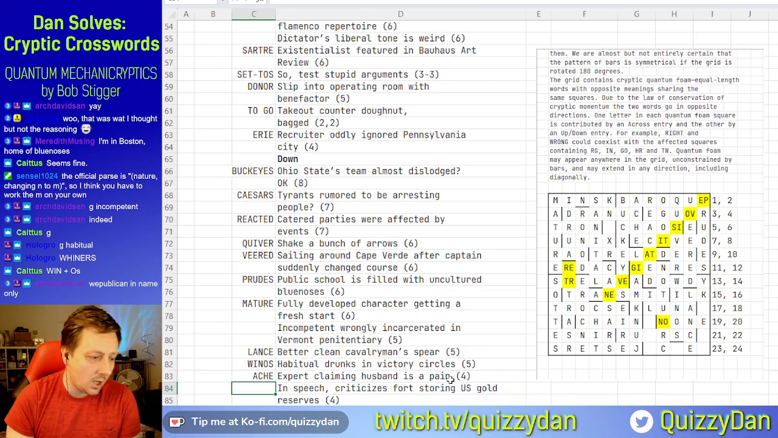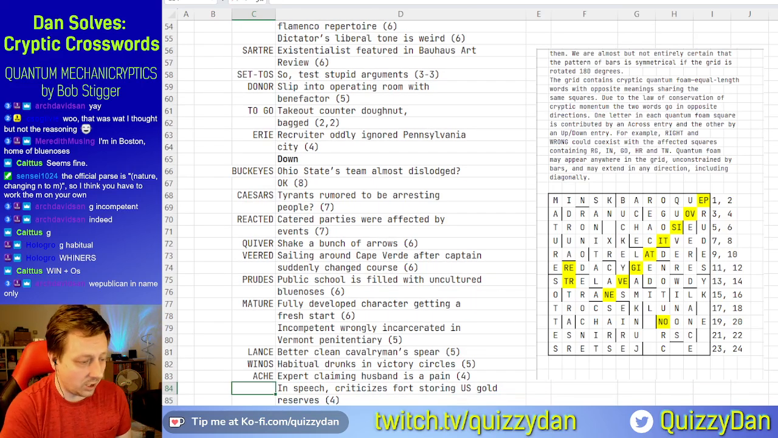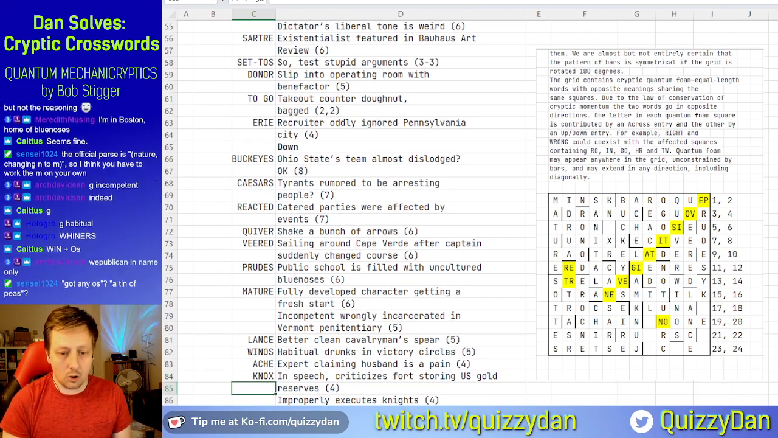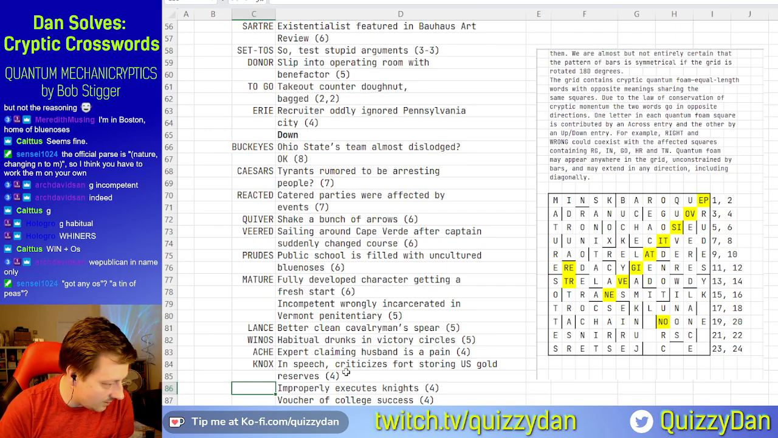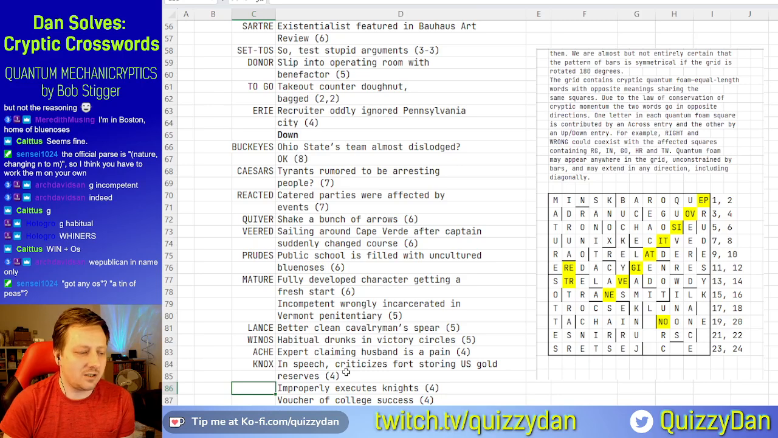In speech, criticises fort storing US gold reserves. That is going to be Knox, because I've been staring at Knox for a while. That's going to go there. That's going to go there. Whoops. Fort Knox, and it sounds like Knox, K-N-O-C-K-S. Improperly, words, executes knights. I mean, knights are sirs.